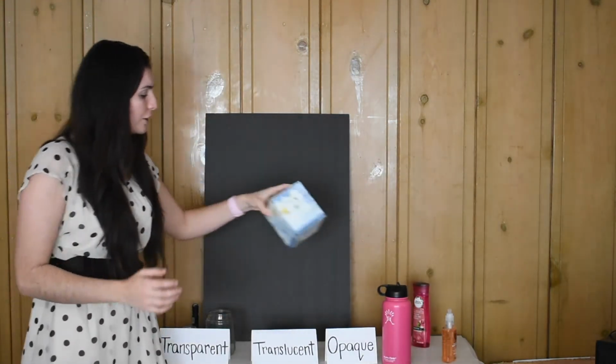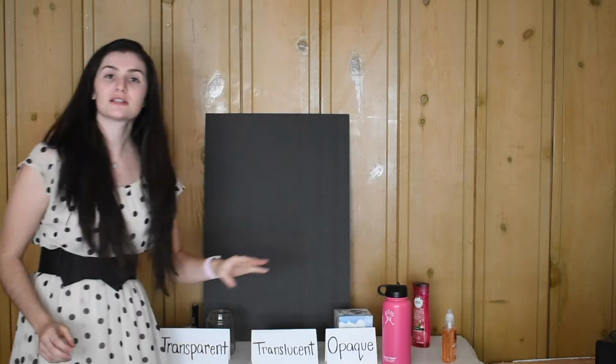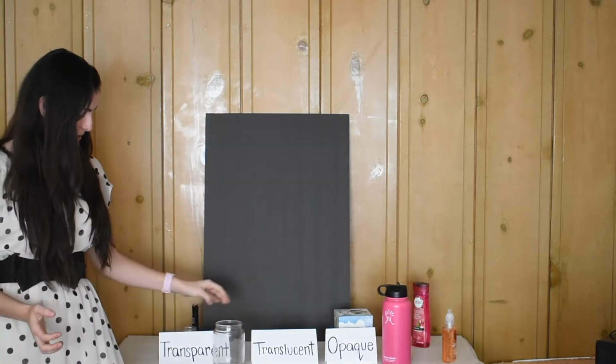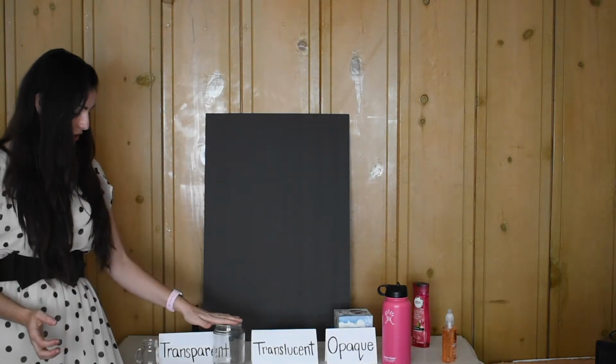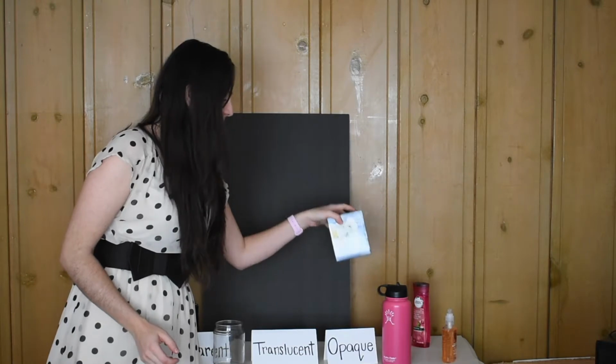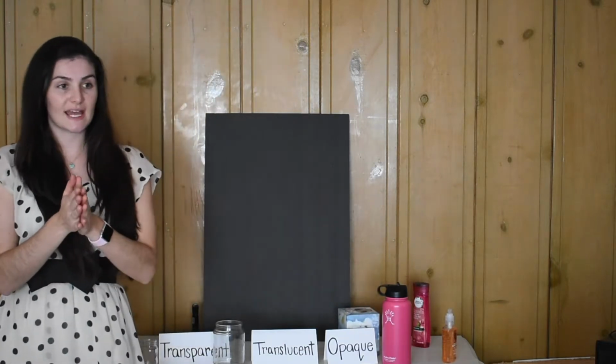So I want you to go ahead and turn to your partners and just talk about what differences you see between transparent items, such as the jar and the glass, and opaque items, such as the water bottle and the tissue box. So go ahead and just turn to your partners and discuss that for me.